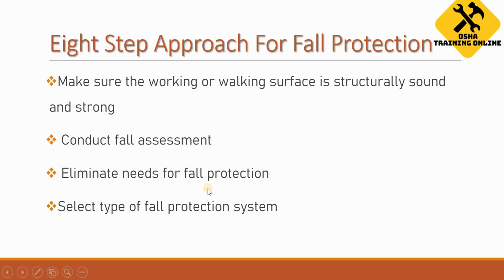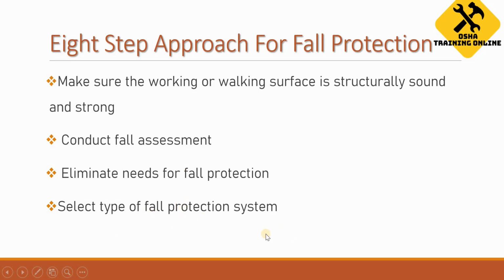Second, eliminate the need for fall protection. The company should create such a working area that the worker does not need fall protection systems. Now, what is a fall protection system? There are many fall protection systems we will discuss in the next video, but a company has to make sure that the worker does not need it. What does it mean? The company has to make sure that the working area is very safe and the need for a fall protection system is very rare.